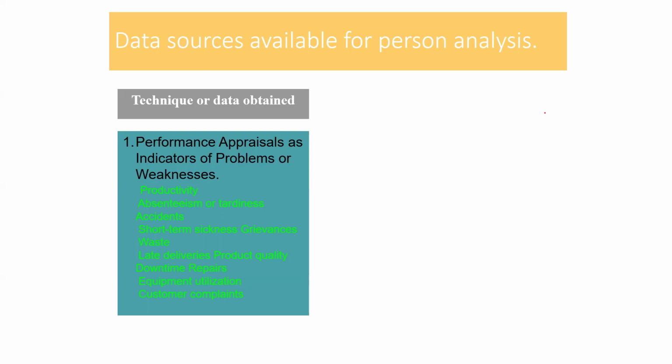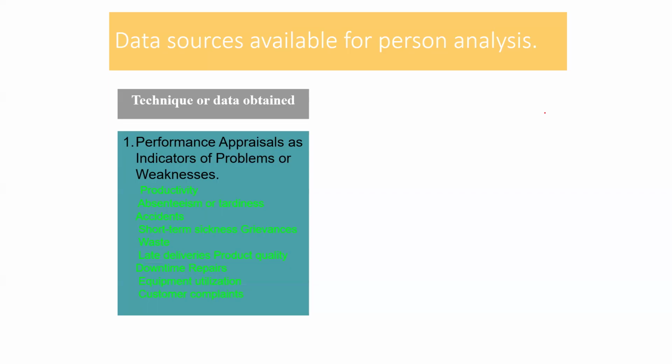Right? For example, productivity levels, absenteeism or tardiness levels, accidents, short-term sickness, grievances, waste, late deliveries, product quality, downtime repairs, equipment utilization, customer complaints are all sources that denote some areas of lacking. For example, if the productivity of the employee is very low, in that sense, his speed is low and the resource wastage level is very high. In that case, he must be trained to increase his production.